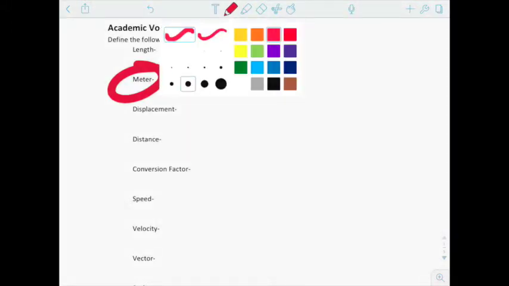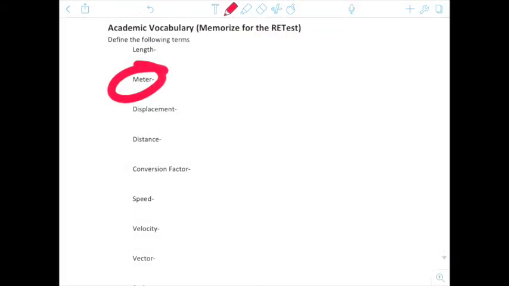Now displacement is the distance, or the length, from the very start to the very finish in a straight line. Displacement is different than distance. Distance is how much you travel, but displacement is from the very beginning to the very end in a straight line. A conversion factor. Conversion factors are used to convert from one unit to another. So if we want to go from centimeters to meters, we need a conversion factor.